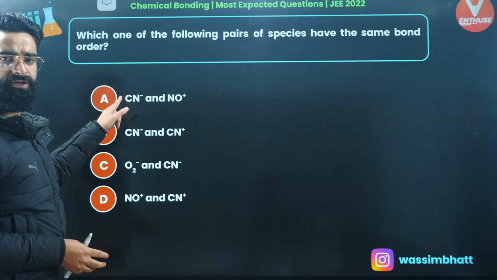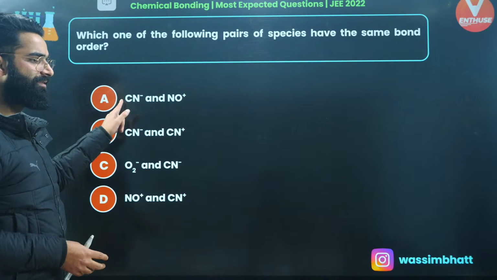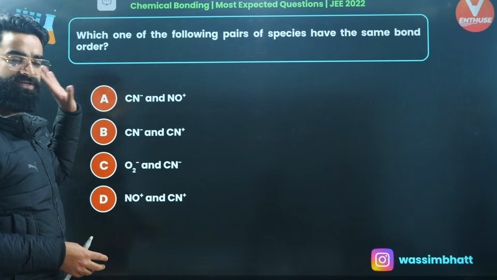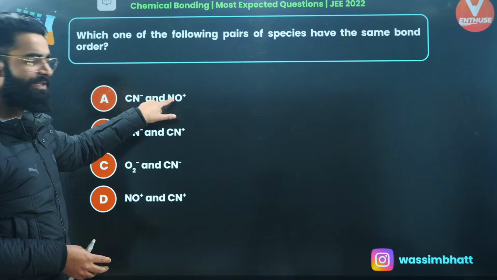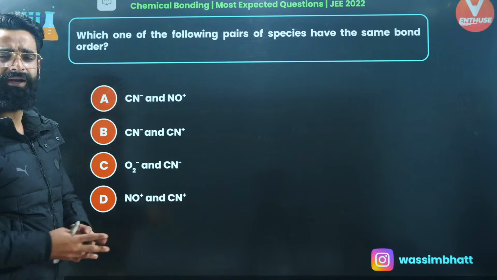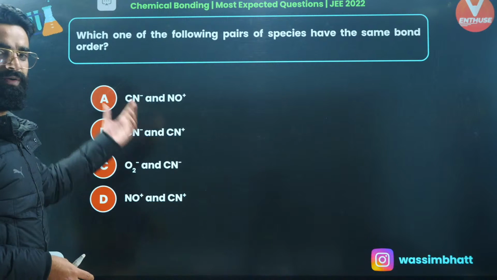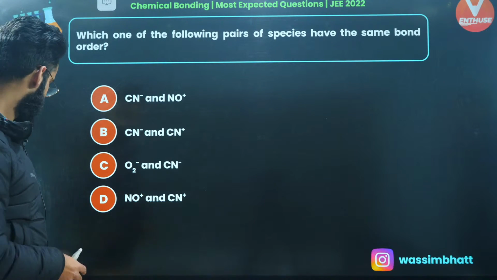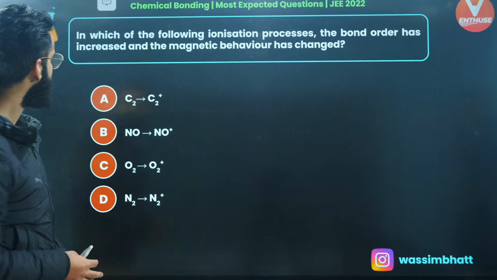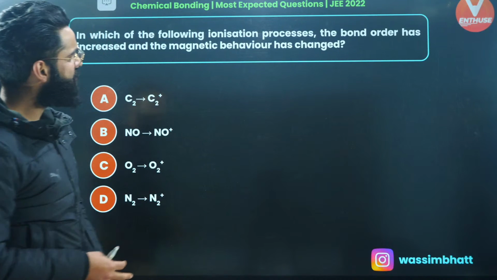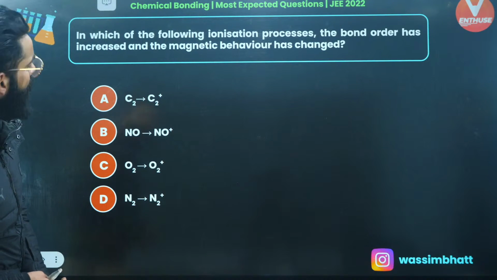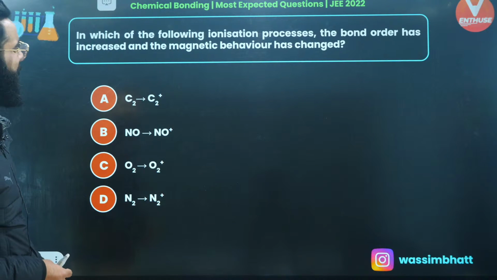See, carbon 6 electrons, nitrogen 7. 7 plus 6, 13, and the negative charge, 13 plus 1, 14. It's a 14 electron species. This one is also a 14 electron species. And all the 14 electron species have a bond order of 3, right? So they have the same bond order. They are going to be diamagnetic, right? Option A.